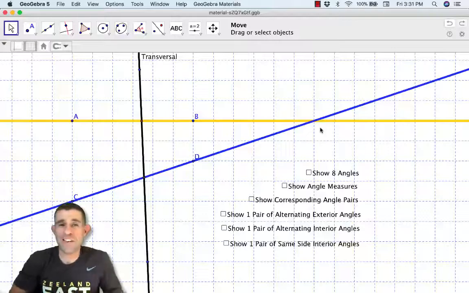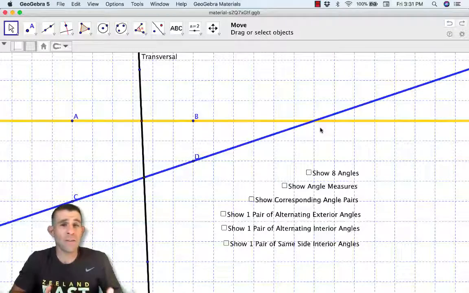Hey guys, today we're taking a look at two lines cut by a transversal and the angles that are formed by that transversal and those two lines. Specifically, we're going to take a look at the facts or the theorems when we have two lines that are parallel to each other that are cut by this transversal.